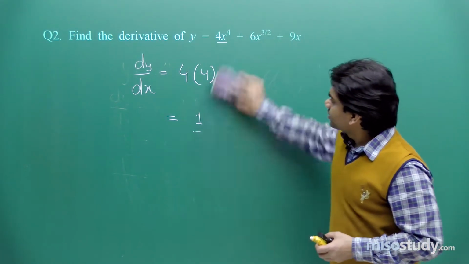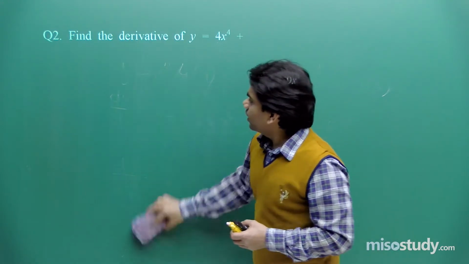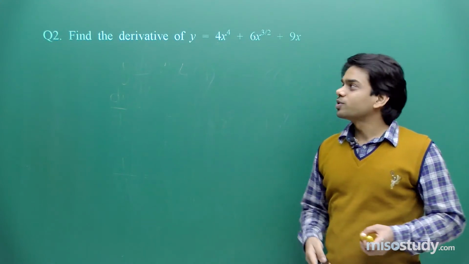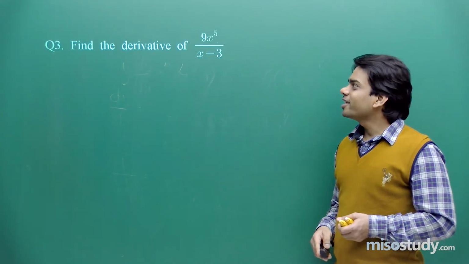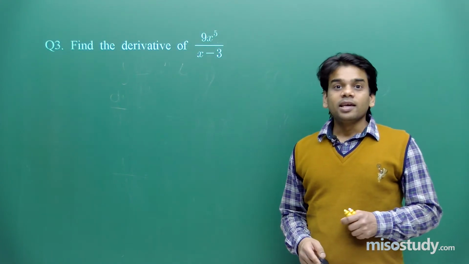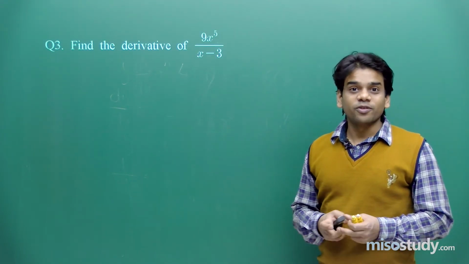Let me rub this and let's obtain the solution for the next problem. The next problem comes here, the third question. Find the derivative of 9x power 5 divided by x minus 3. Here the problem is different, we have to use a different formula.